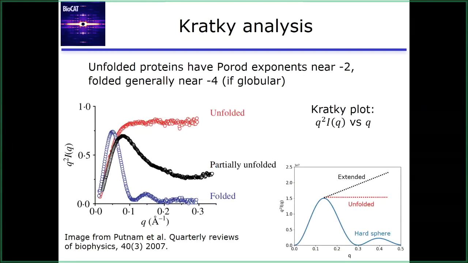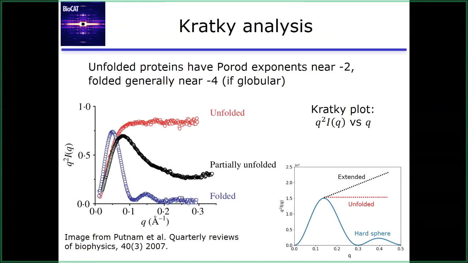Instead of fitting the Porod exponent, which can be challenging to do for our data, what we tend to do is what's called Kratky analysis. So the basic idea here is we start with what's called a Kratky plot. You plot q squared times I versus q.